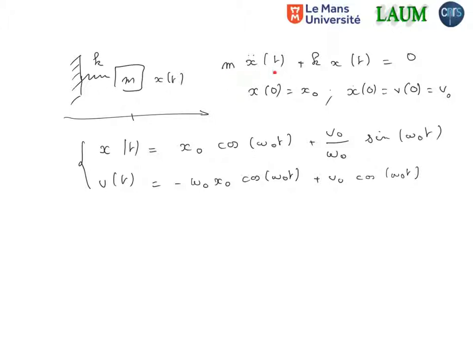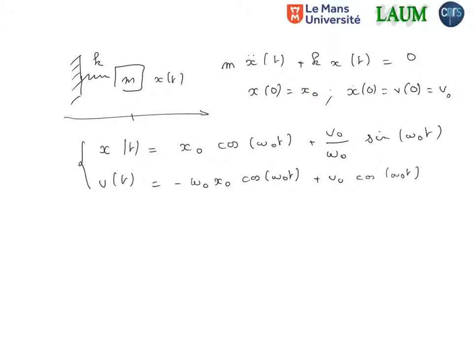So let's have a few infos on the model. We have a motion equation, m x double dot plus k x equal to 0. My unknown is x, a function of t. And then we have two initial conditions: x of 0 is equal to x0, and x dot of 0 is equal to v0. So these two numbers, x0 and v0, are known.